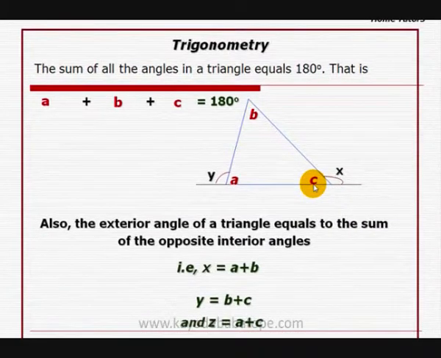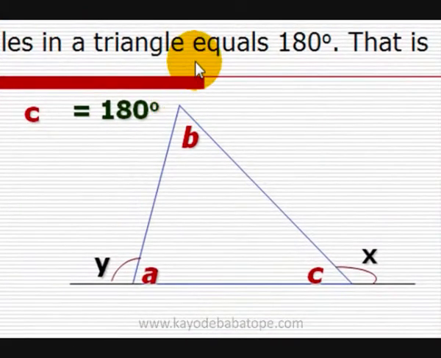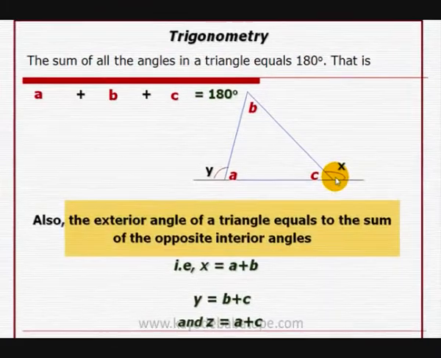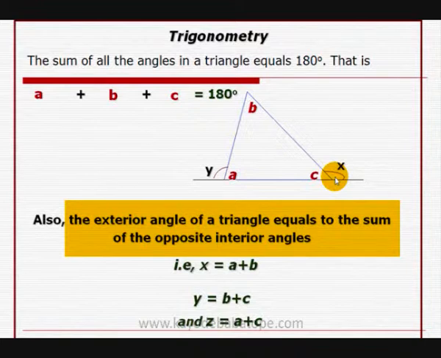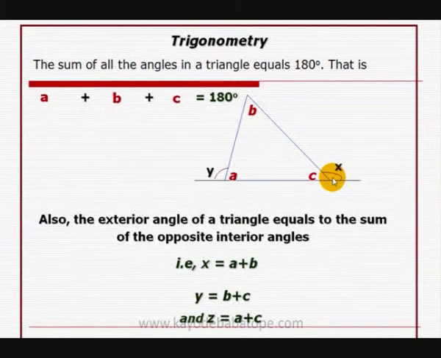And lastly, can you imagine where angle Z is? Angle Z should be somewhere on top here. And angle Z will be equal to A plus C. Note that one more time. The exterior angle of a triangle equals the sum of the opposite interior angles. And also that the sum of all angles in a triangle equals 180 degrees. These are useful revisions that we find quite needful in the course of solving problems regarding circle theorems.